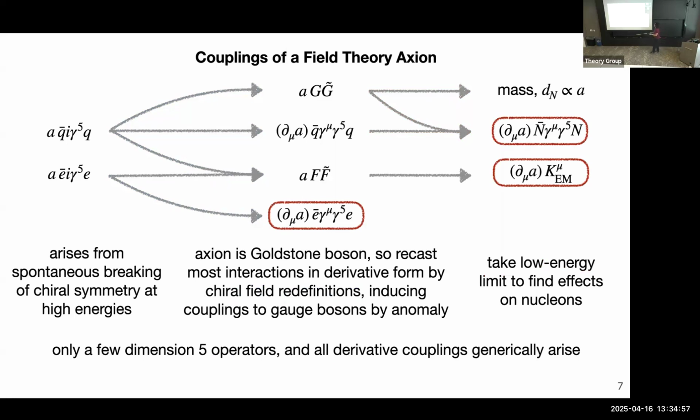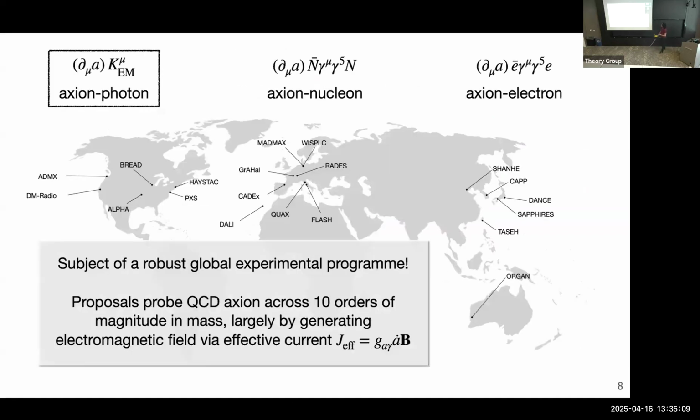And then if I have a generic story for how it arises in the ultraviolet, you also get all 3 terms. And so in that sense, we know what to expect at low energies if you're looking for an axion. So now what do we do? We go in the lab and search for these 3 terms. And so if you look across the world, there's actually a huge amount of experimental interest in searching for these terms. So the most famous one is the so-called axion-photon coupling, which I've written in this form.